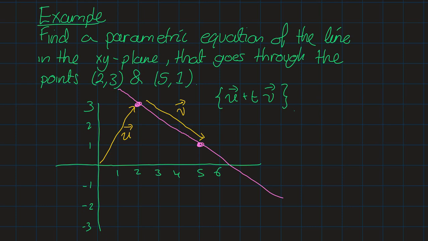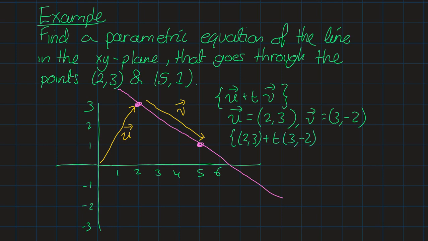So if this was the case, then I would have that u equals (2, 3), and v equals, well, just work it out. What is v? It's (3, -2). So that means the parametric equation of the line is (2, 3) plus t lots of (3, -2). Okay, and that's a perfectly good way of answering the question.